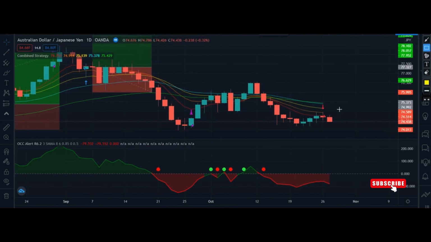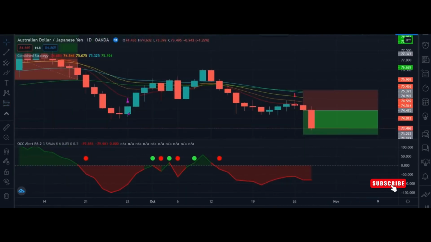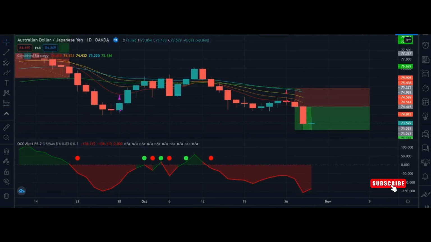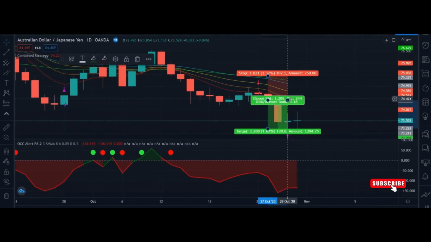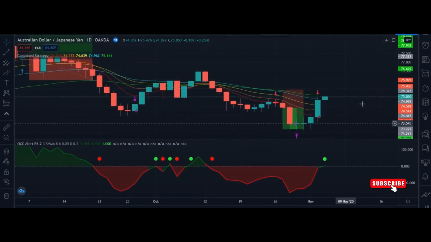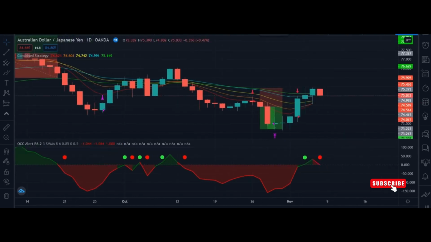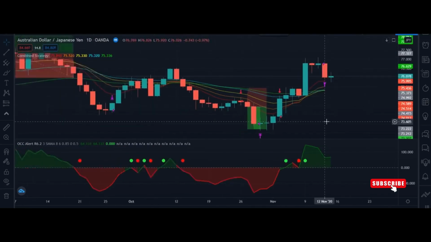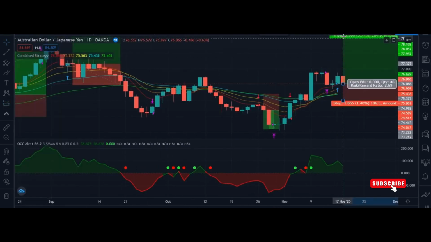Right now you can see on the chart that we have got the signal of sell. And you can see all the moving averages as well. They too have come on a downtrend. Right now you can see here we have got a buy arrow, so we will book our profit here. We will not trade with this signal. Below you can see the OCC indicator, which is green. We will execute our trade here. And we will set our stop loss on the yellow line.